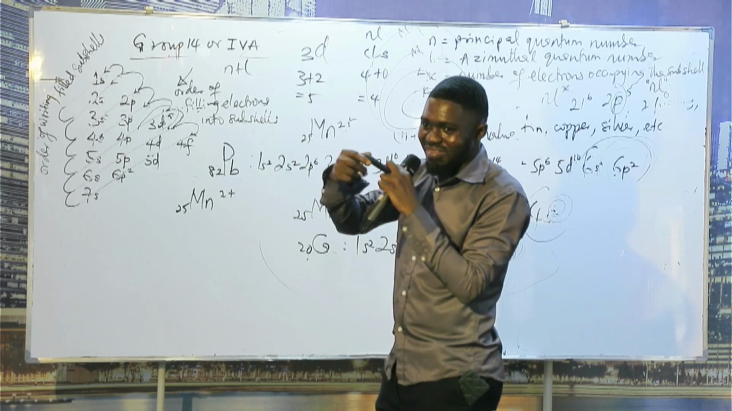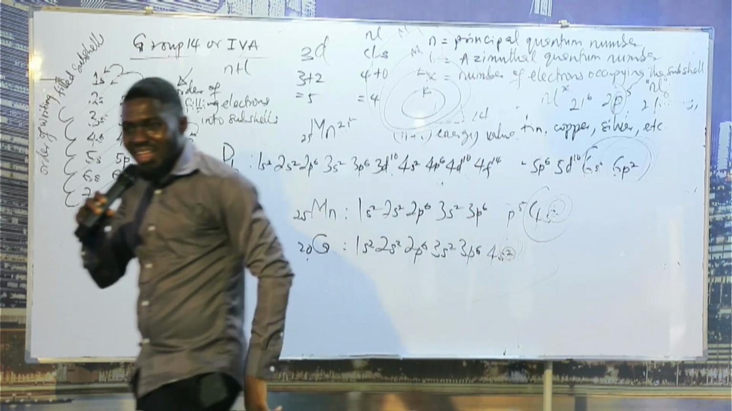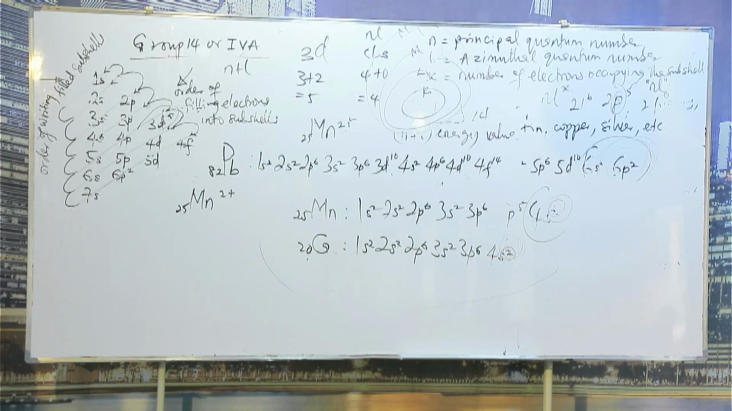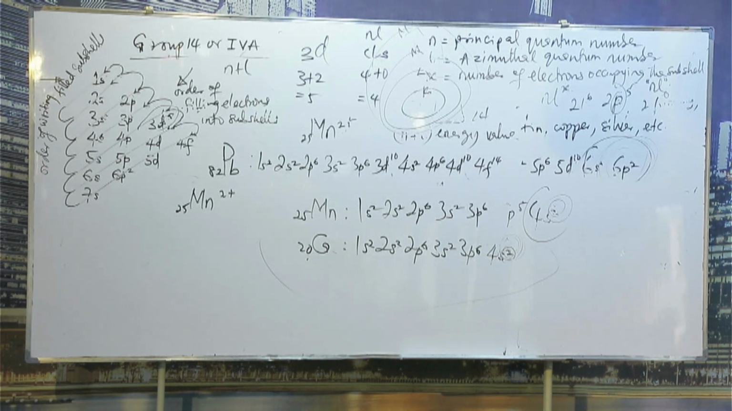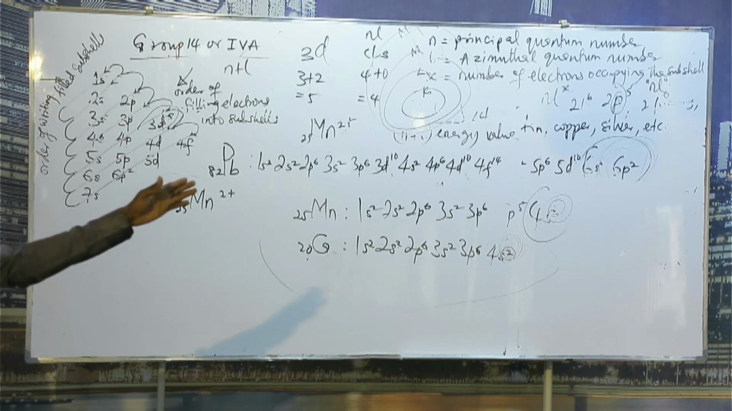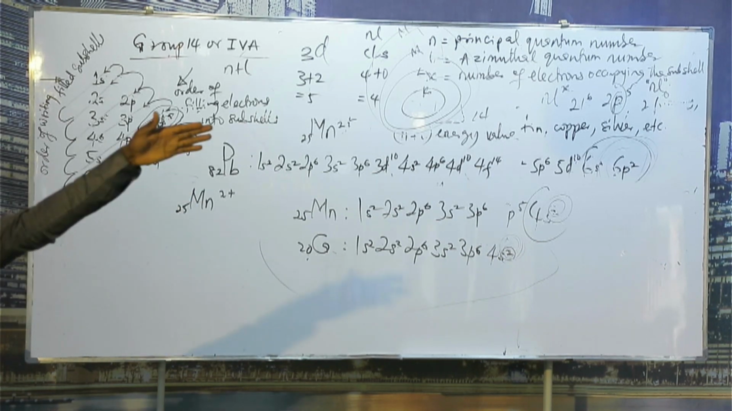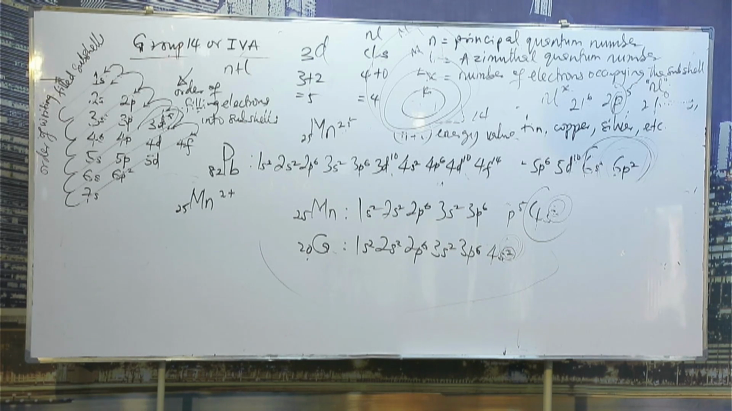Well, let's go. Now, listen, before you write the electronic configuration of an ion, first of all, write the neutral atom, because the ion came from the neutral atom. After writing the neutral atom, you can now begin to remove. If it's a positive ion, you remove. If it's negative, you add extra ones. Everything has a procedure. Before you write the electronic configuration of an ion, you must first of all write the neutral atom.